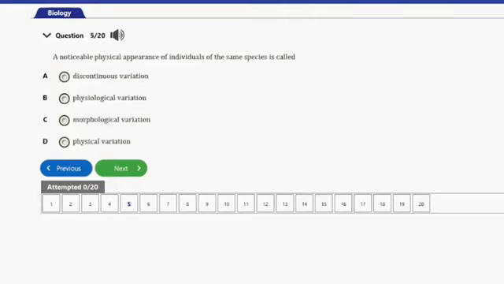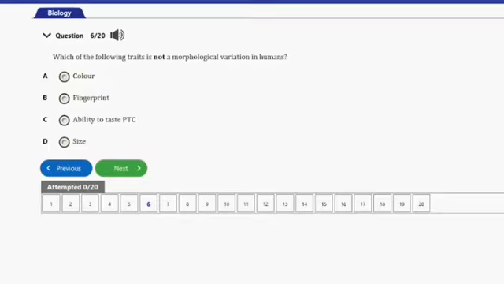It says, a noticeable physical appearance of individuals of the same species is called A, discontinuous variation, B, physiological variation, C, morphological variation, D, physical variation. So guys, the answer to this question is option C, and that's morphological variation. So that's it for this question. Let's go ahead and consider the next question, guys.